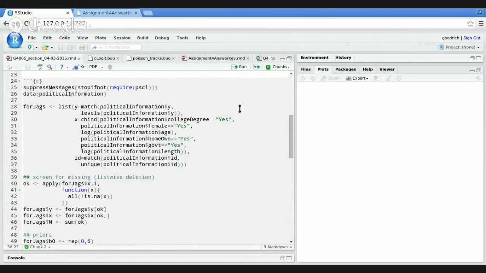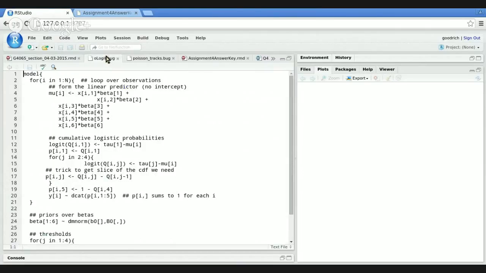So Simon does an example with an ordered logit model, and this is how it would look in BUGS, or you should look at it on your screens because you can't see it so well here. Unless I move it over so I can do that.